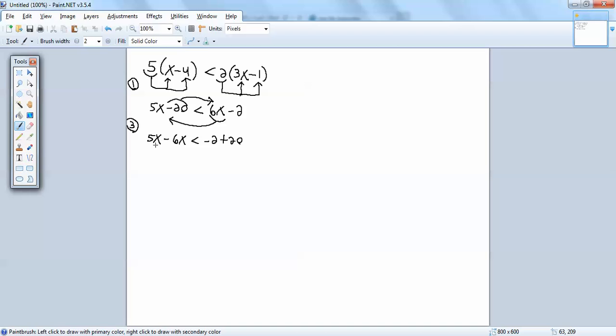Now, at any step, combine like terms. 5x minus 6x is negative 1x. And negative 2 plus 20 gives us 18.